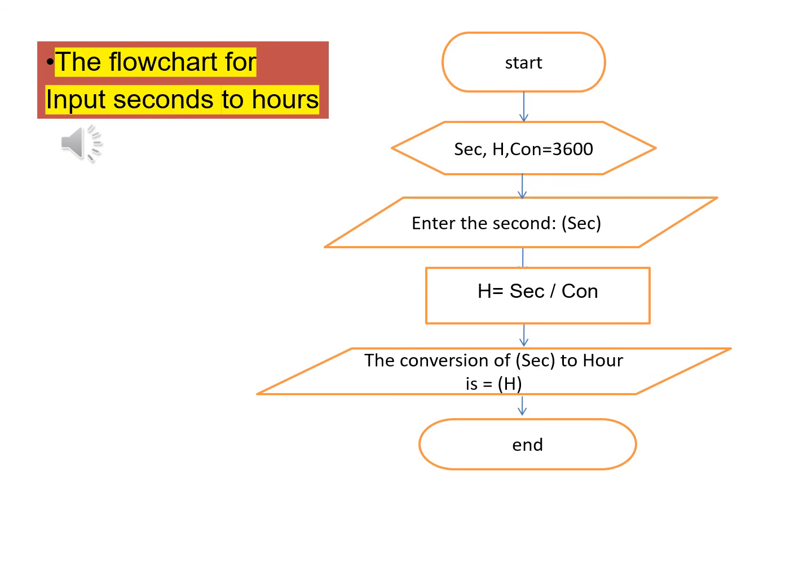The next is the flowchart for an input seconds to hours conversion, starting with the terminal. Next is the input and output and conversion. Then next is the display message and the input variable. Next is the formula for the conversion of seconds to hours. Next is the result of the computed value from the input, and last is the terminal.